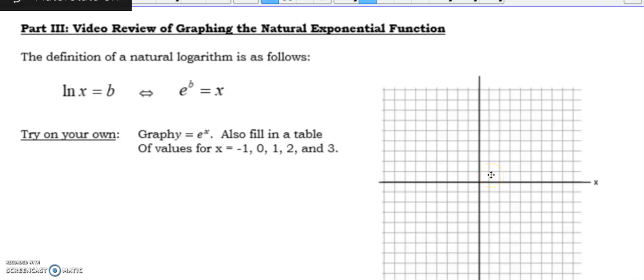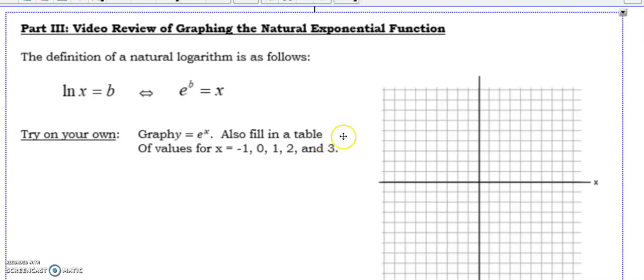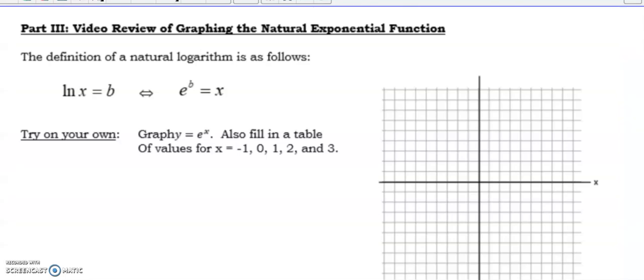All right, part 3. We are going to do a nice review of graphing the natural exponential function. Part 1, we already did the logarithmic function. So let's talk about this in terms of our definition of how exponentials and logarithms relate. We learned in the first video that the natural log of x is equal to b if and only if, when you take that base and you do the swing around, e to the b is equal to x.